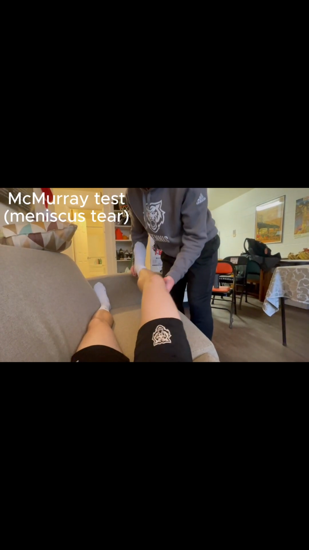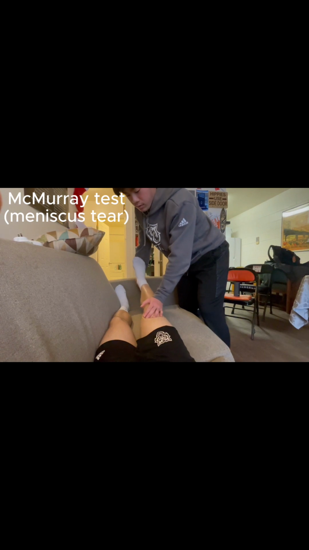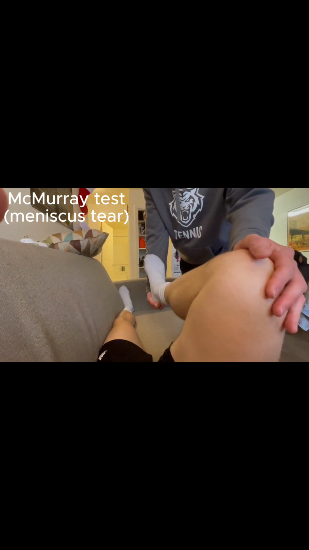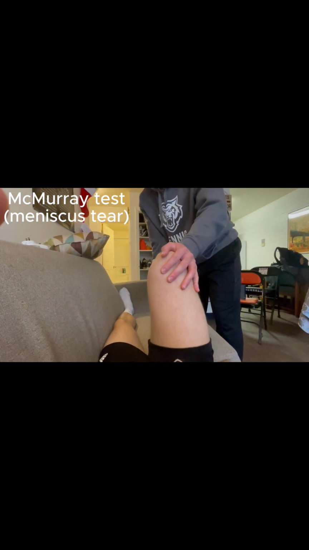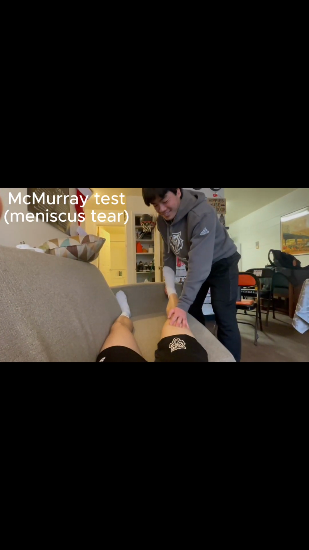For the McMurray test, have Harry in a supine position with his knee fully flexed. Then rotate the tibia medially and bring the knee to full extension. I repeat this process a couple of times with different angles of knee flexion in order to test the whole posterior aspect of the lateral meniscus.